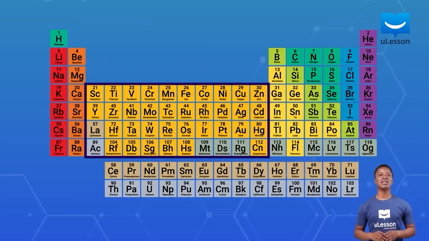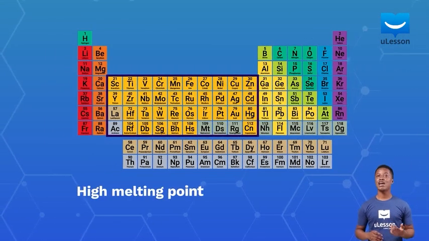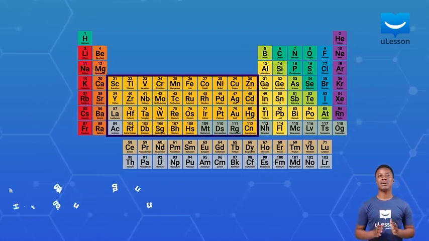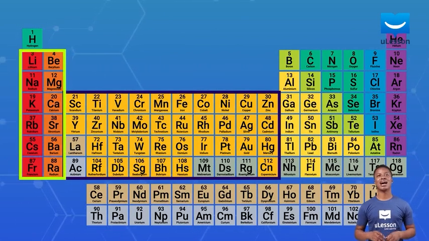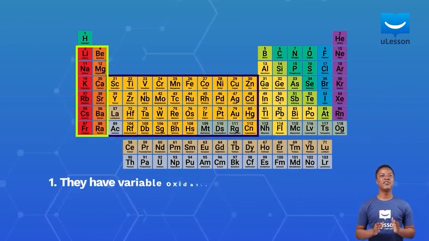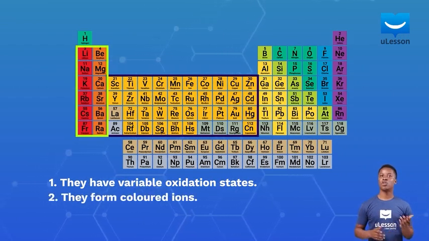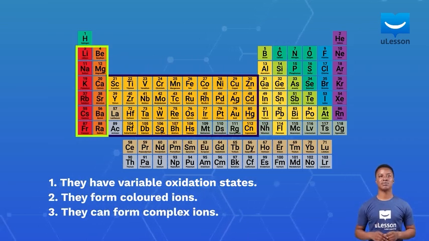The transition elements are metals and possess metallic properties such as a high melting point and high tensile strength. The transition metals also have some interesting properties which differentiate them from other metals such as alkali metals and alkaline earth metals. For example, some of these properties are: they have variable oxidation states, they form colored ions, they can form complex ions.